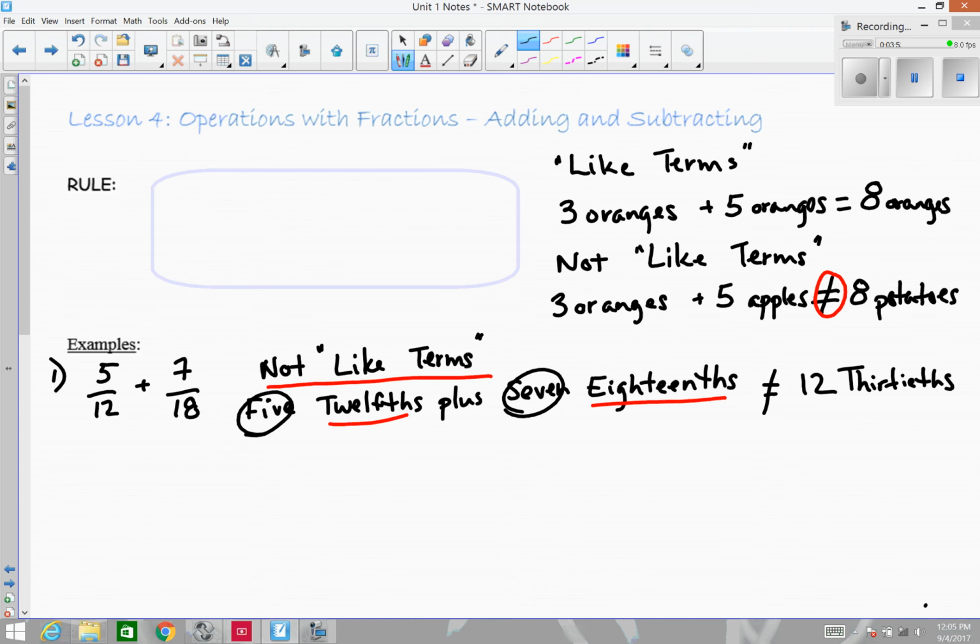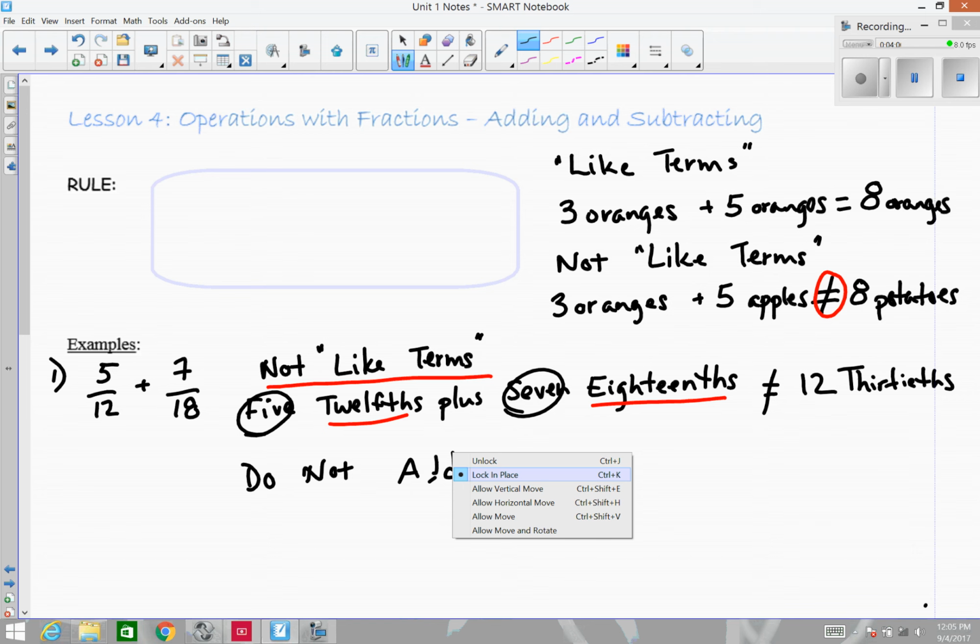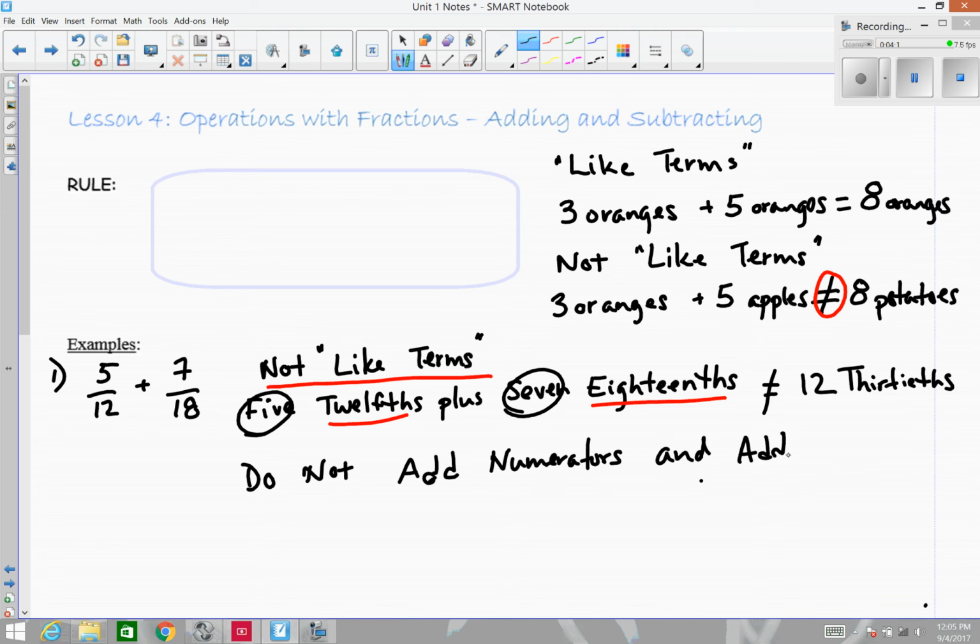So what we want to make sure we do not do is add those numerators and add the denominators. Do not add numerators and add the denominators. Something we find very tempting to do because it is so much easier than what we actually have to do, and that is get our fractions to be rewritten in like terms.